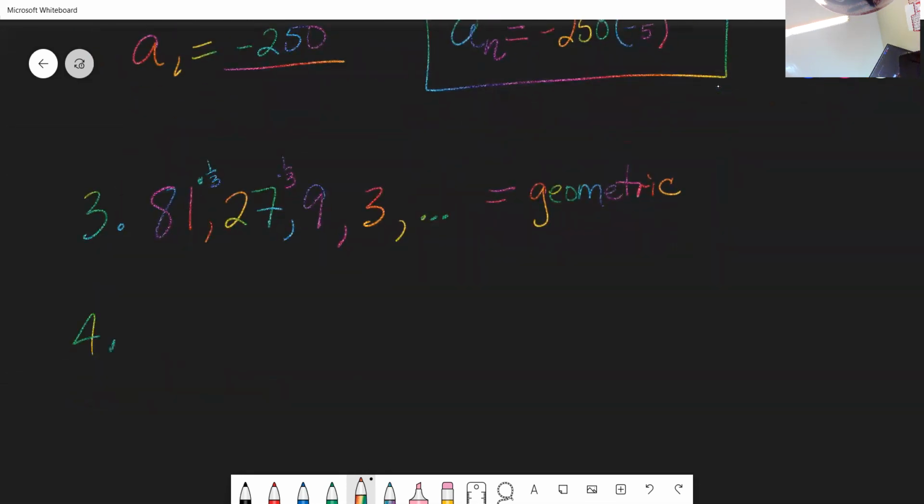Number 4 gives us 6, 10, 14, 18. Geometric, arithmetic, or neither? It's arithmetic. Why can I never spell arithmetic? Geometric. Arithmetic. There you go. That works.